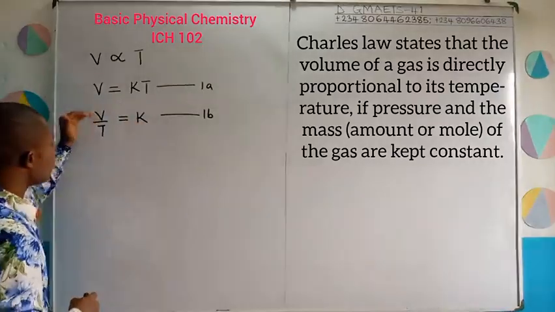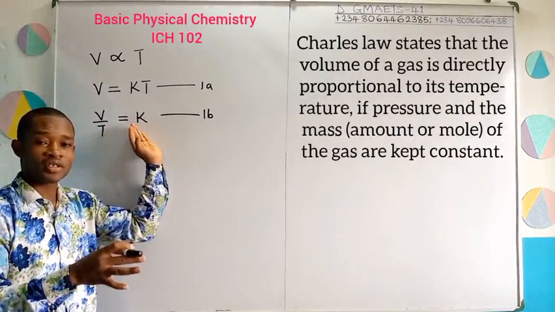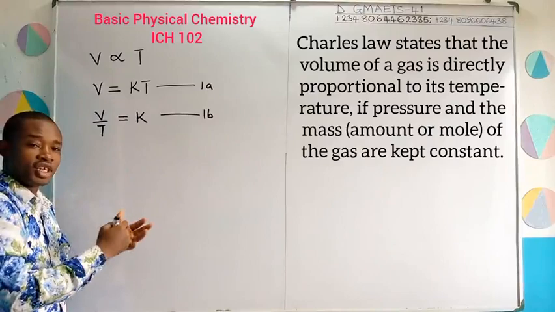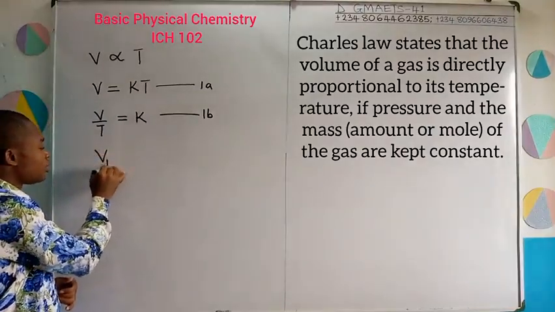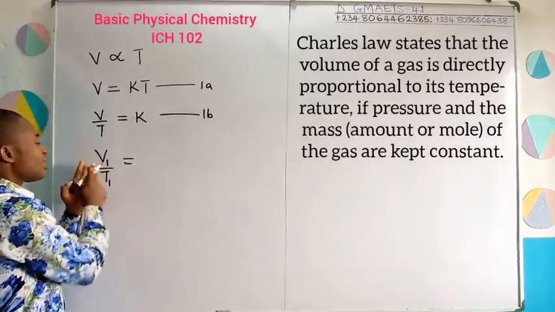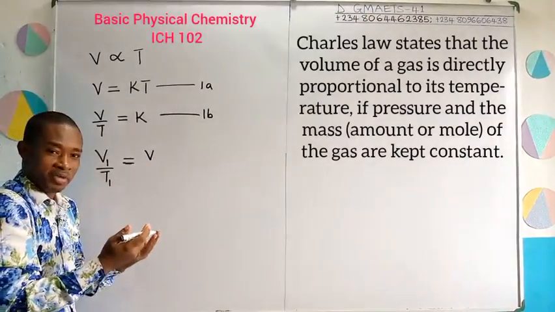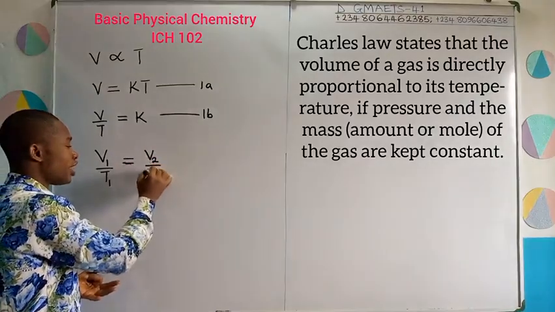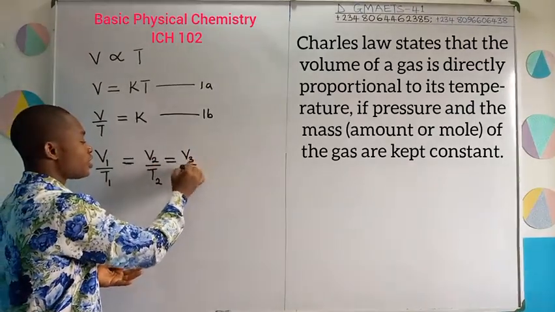Now, looking at this, V over T is equal to K, a constant of proportionality. And so we are going to write this V over T, this quantity, in its initial and final state. For that, we are going to have V1 divided by T1. Since V over T is equal to a constant, it means that this is also going to be V over T, unchanged. Are you following, right? It is only the state that will differ. So this is going to be V2 all over T2. And of course, we can continue this as V3 over T3.